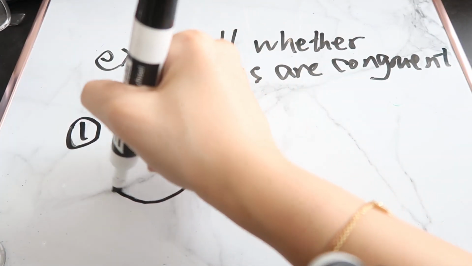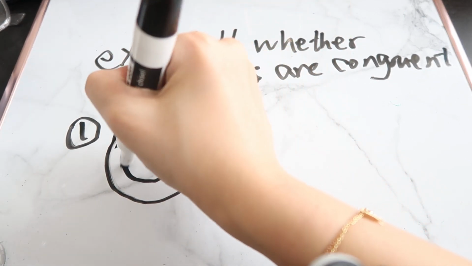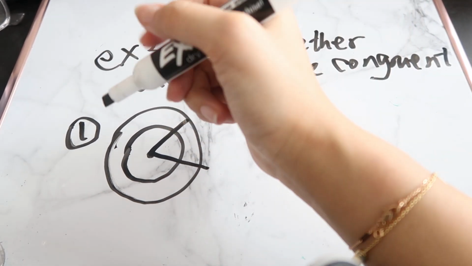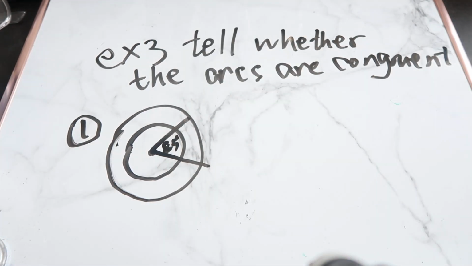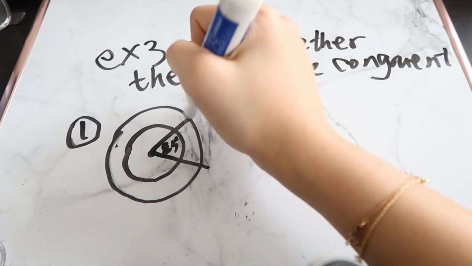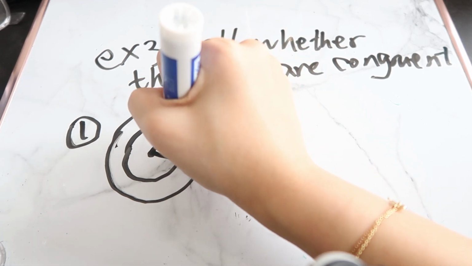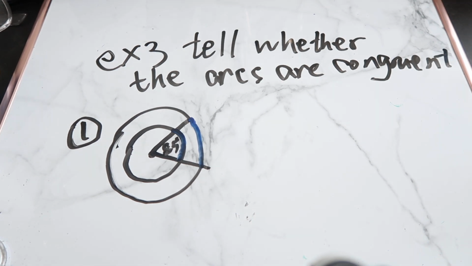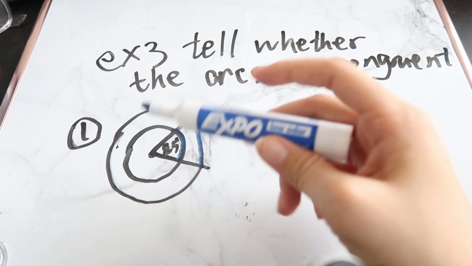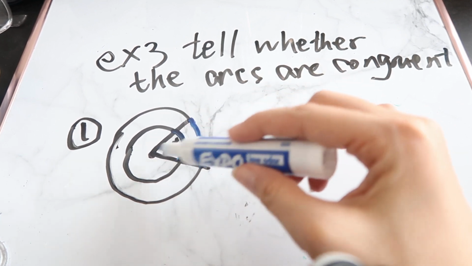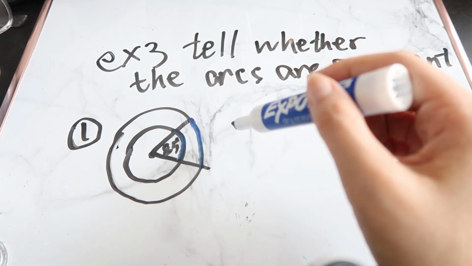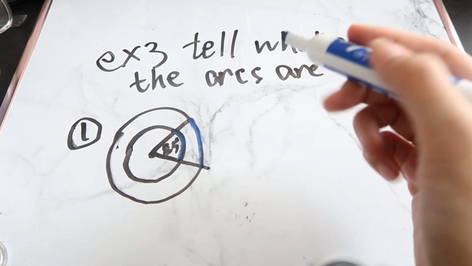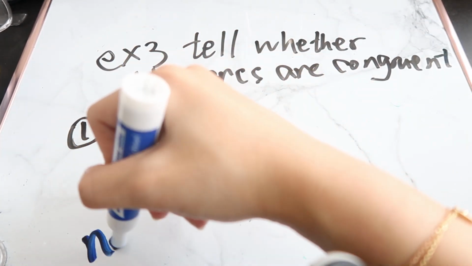So the first one, you have one circle and inside it there's another circle, and they share the same center. And that's 85 degrees. Asking whether this arc and this arc, the two I highlighted in blue, are congruent. Because they share the same angle, they obviously have the same angle measure, but because one circle is smaller than the other one, the arc inside would not be the same as the arc on the outside. So in this case, the answer would be not congruent.